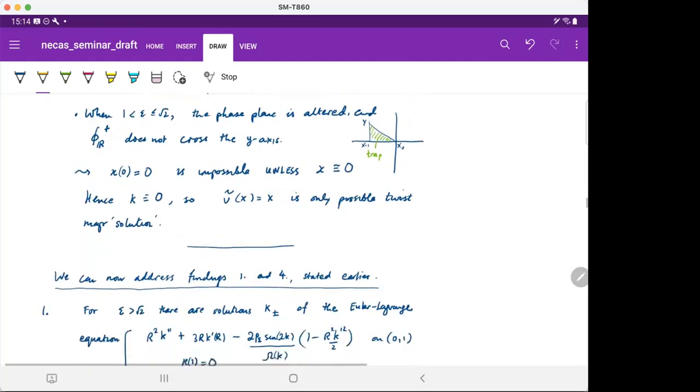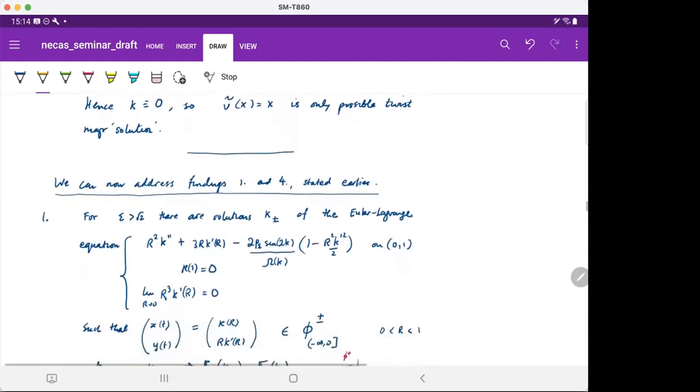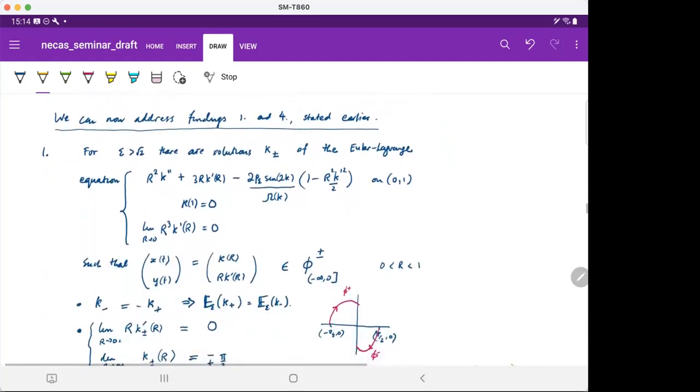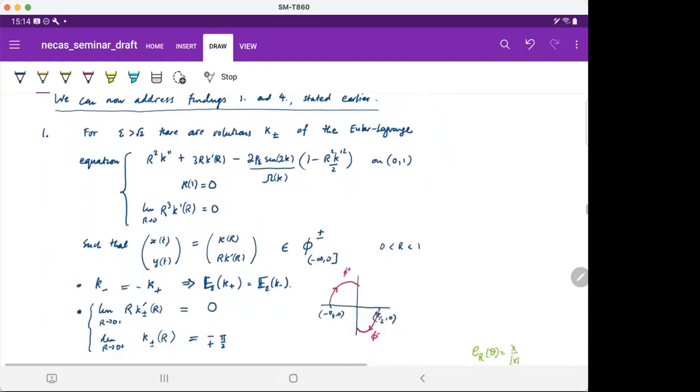So let me now explain a bit more about findings 1 and 4. Finding 1 was about non-uniqueness and multiple solutions and so on. So the summary so far is that in the R system, we can find solutions of the Euler-Lagrange equation, and in fact there are two solutions. There's always k plus and k minus, and that's because there's this inherent symmetry in the phase plane.